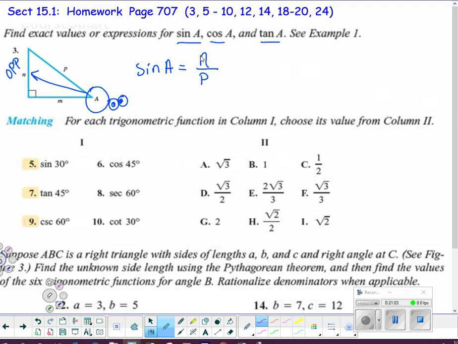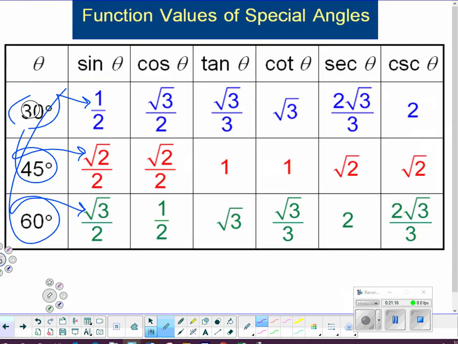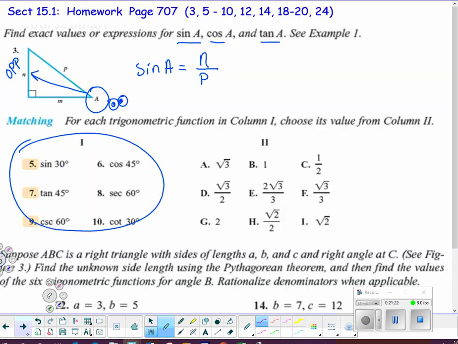5 through 10, you are just matching up. Sine of 30 is one of these items. Sine of 30, I believe, well, maybe I'll just take a look on the chart. Look at a messy chart here. Sine of 30 degrees, oh, it's 1/2. Okay, so sine of 30 degrees is 1/2, which would be option, I can't see it. Here we go, C. So 5 is C. That's how I would do that block of work.